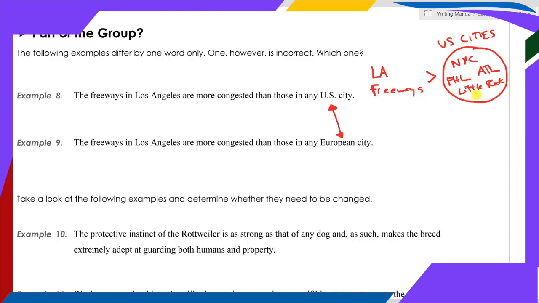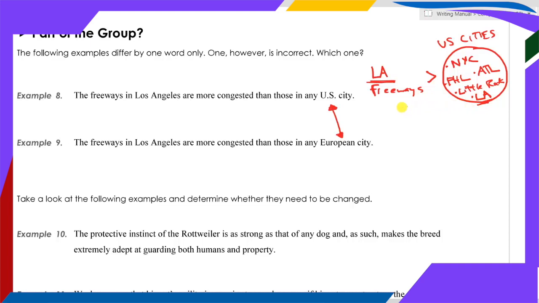Okay, let's move on to LA. Let's put LA in there. So remember, LA is one of the, I apologize to those of you who might live in Little Rock. I'm sure Little Rock is a beautiful, beautiful city. So LA is one of our US cities. So we can see in this diagram what we end up doing is comparing LA to itself. We are saying that LA's freeways are greater than any US city, which implies that LA freeways are greater than LA freeways. And that is not logical. That is not a logical comparison.